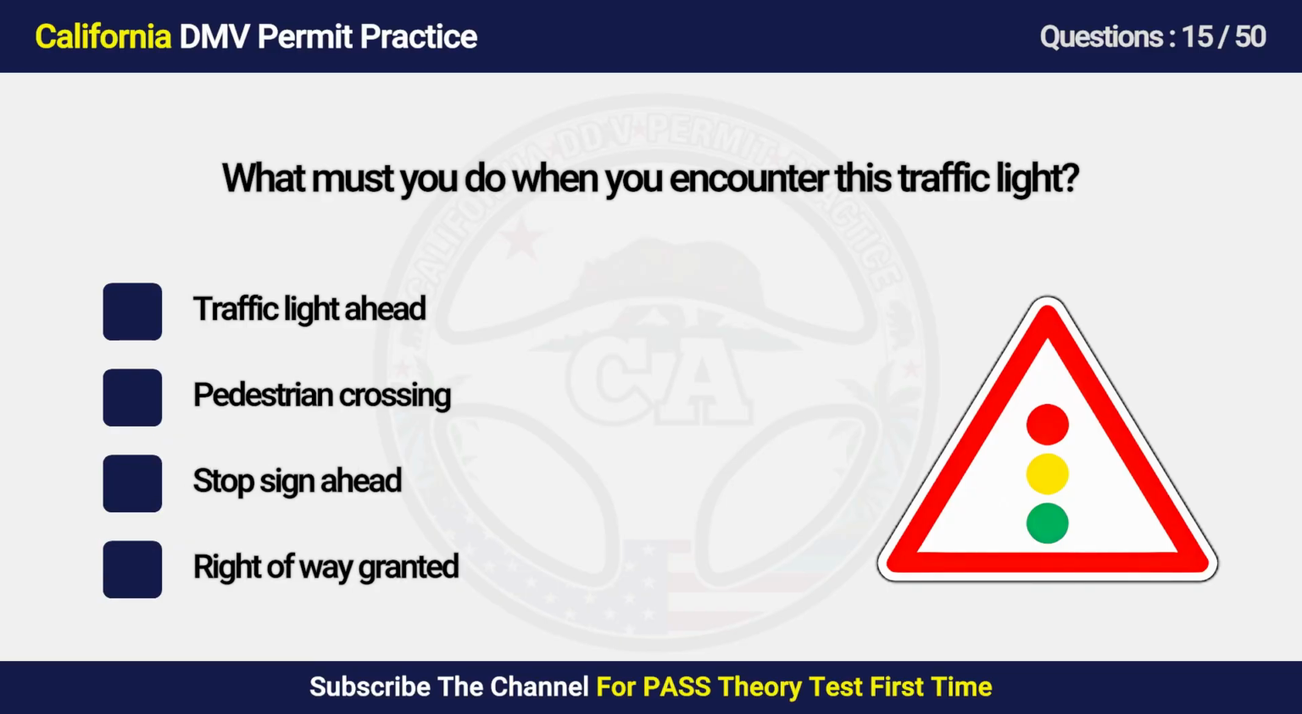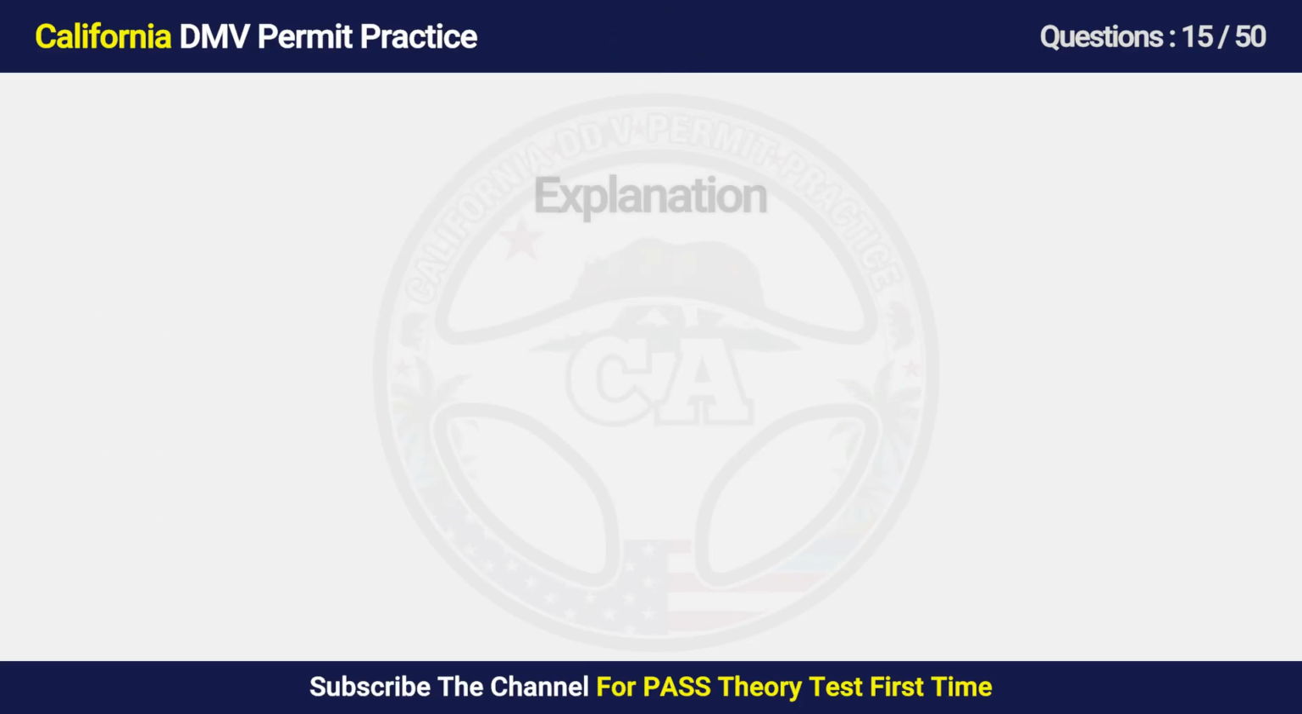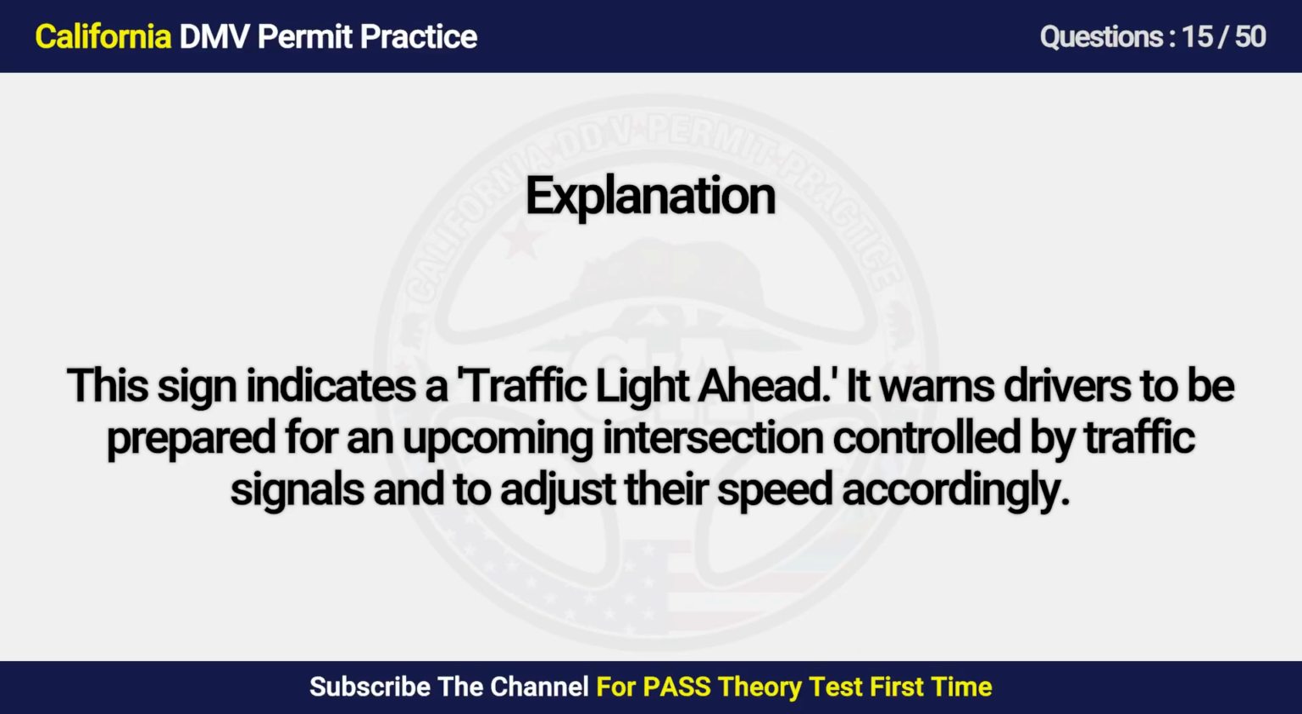A. Traffic light ahead. B. Pedestrian crossing. C. Stop sign ahead. D. Right-of-way granted. Answer is A. Traffic light ahead. This sign indicates a traffic light ahead. It warns drivers to be prepared for an upcoming intersection controlled by traffic signals and to adjust their speed accordingly.